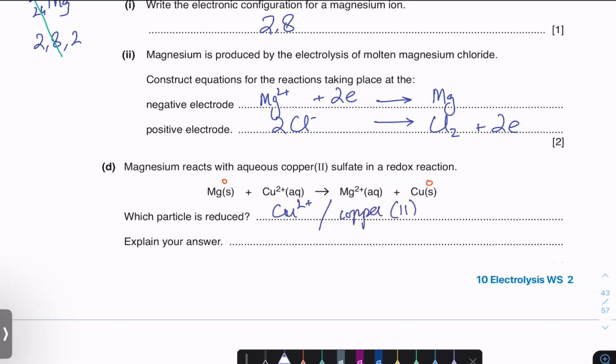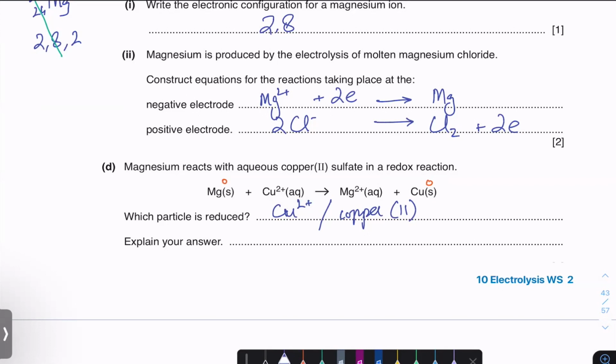Please don't write copper, because copper isn't here. Copper is here. So copper isn't reacting, copper is the product. This is the reactant and this is copper 2, not copper.